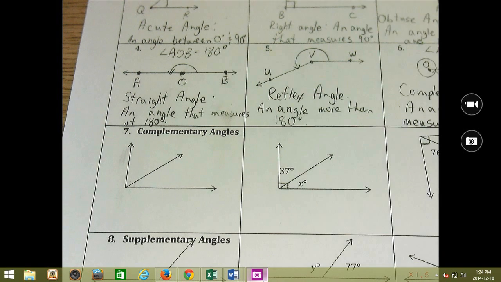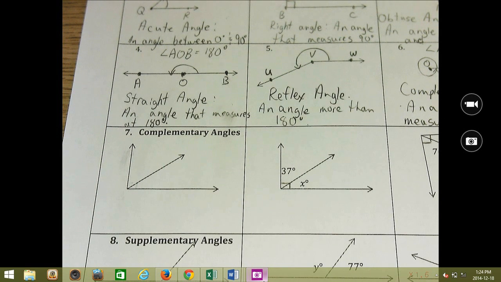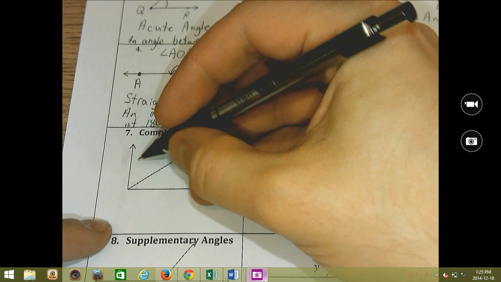What we did at the first, if you recall, we looked at the types of angles we've got. Now what we are going to start looking at is relationships between pairs of angles, special relationships when we look at two angles at once. The first one we're going to be looking at is if we have two angles.